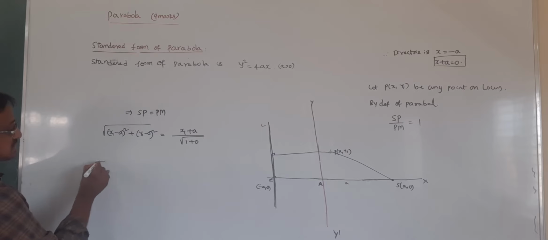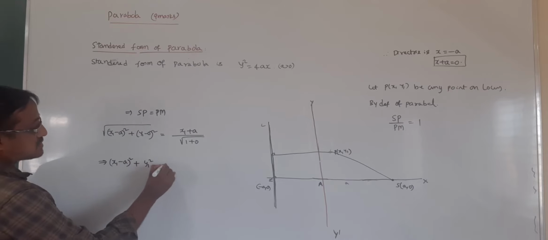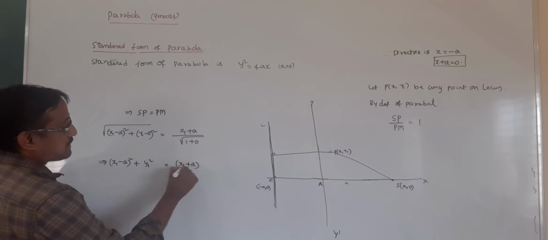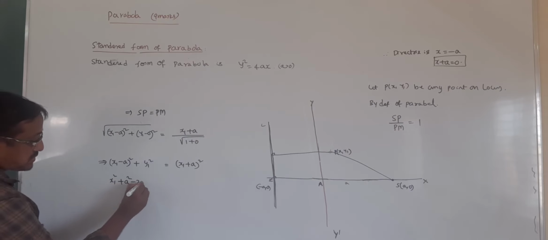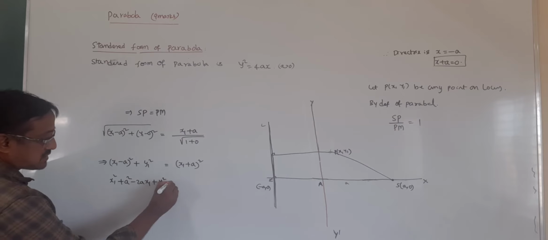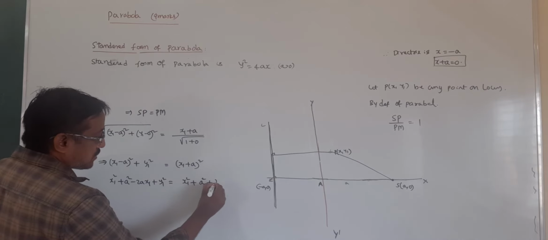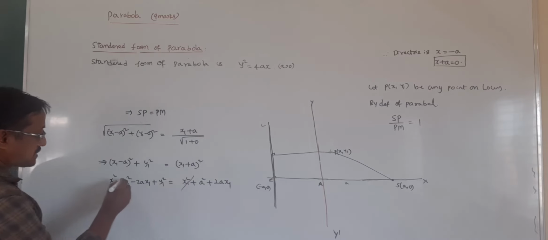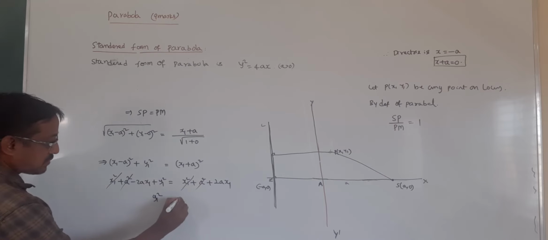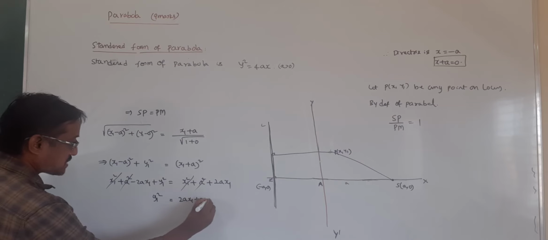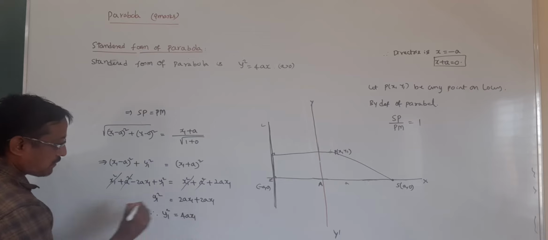Now squaring on both sides we will get (x1 minus a) whole square plus y1 square is equal to (x1 plus a) whole square. So x1 square plus a square minus 2a x1 plus y1 square is equal to x1 square plus a square plus 2a x1. x1 square and a square cancelled. So y1 square is equal to 2a x1 plus 2a x1. Therefore y1 square is equal to 4a x1.